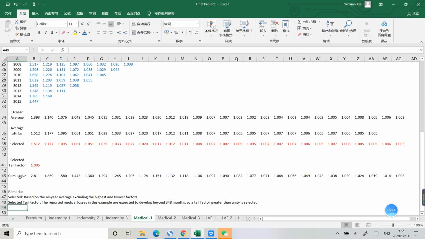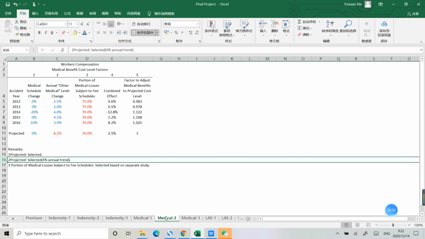So it is calculated as a product of all subsequent selected link ratios and the tail factor. And we can see the medical sheet 2. It is medical benefit cost level factors. In this sheet, column 1 and column 2 are given, so we should calculate column 4 and column 5.